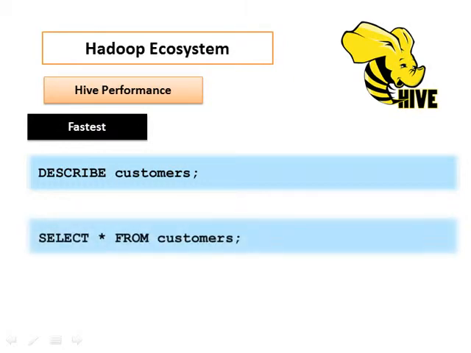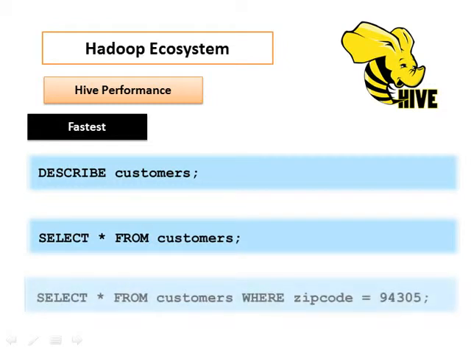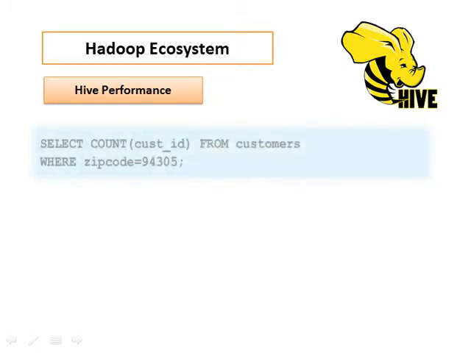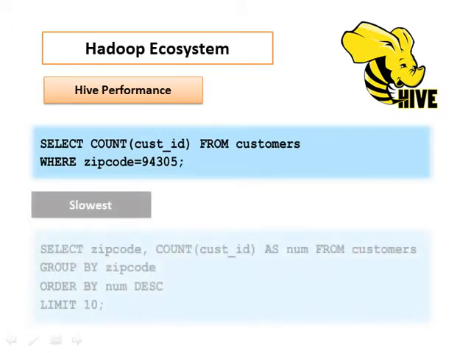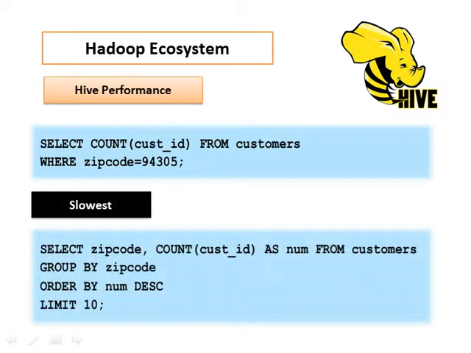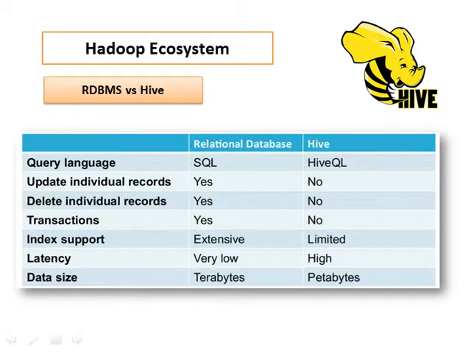Next on the list will be a select all from, which uses data read from HDFS. Then a select all from using a where statement, which uses a map-only MapReduce job. We have a select count from using a where statement, which uses a MapReduce job. Finally, our slowest is a select from using a count, grouping and order by, which uses multiple MapReduce jobs.